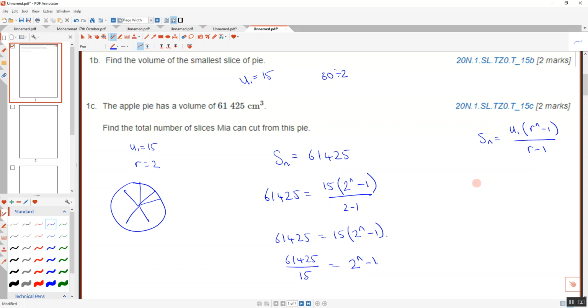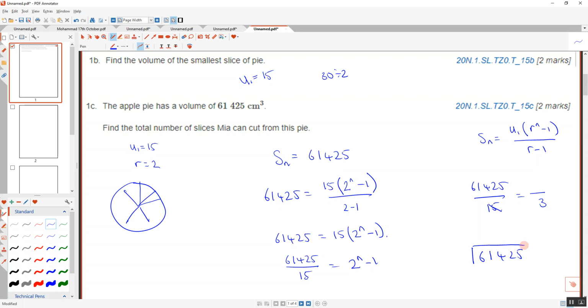Now 61425 divided by 15, divide top and bottom by 5. I'm going to get 3 on the bottom, divide 61425 by 5. 5, 12s are 60. Sorry, let me just set that out a bit clearer. Otherwise, I know I will make a mistake.